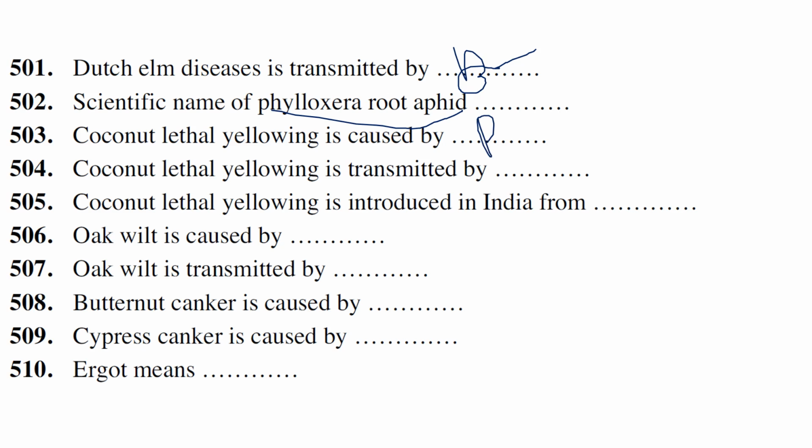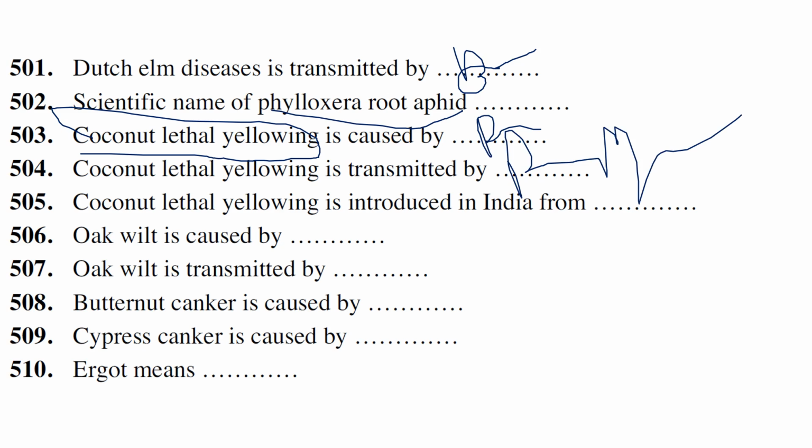Coconut lethal yellowing is caused by a phytoplasma. In the list of phytoplasmal diseases, I think I have mentioned this coconut lethal yellowing, which is a phytoplasmal disease, and it is transmitted by a vector called plant hopper. The scientific name of the plant hopper is Myndus crudus.